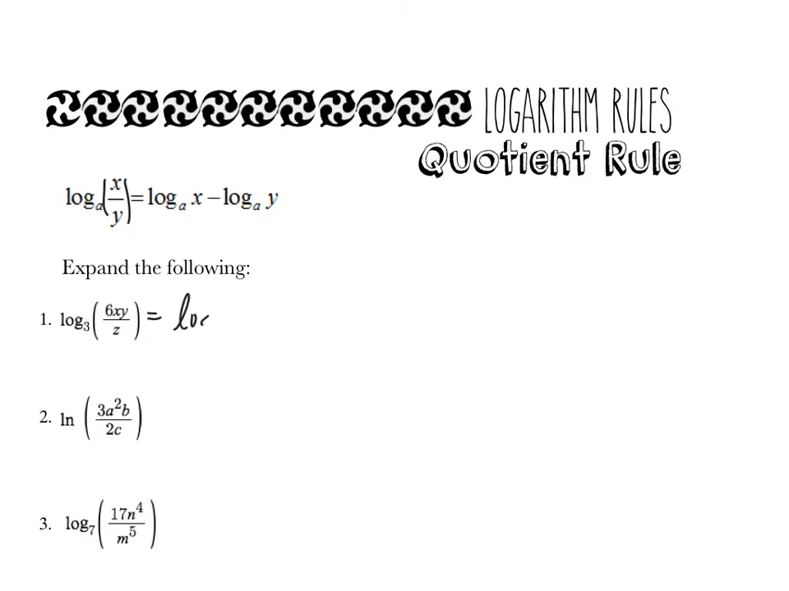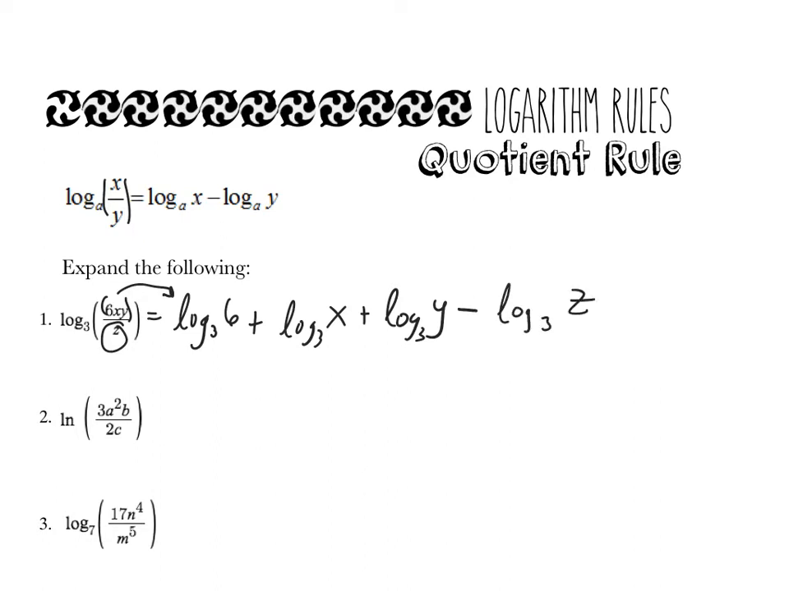It would be log base 3 of 6. Now on top we have terms that are multiplied, so I'm going to have to make sure that I'm dealing with this top using the product rule, plus log base 3 of x plus log base 3 of y, and then when I want to address the denominator, I have to subtract log base 3 of z. So anytime I'm looking at this, this tells me that we are dealing with a quotient.